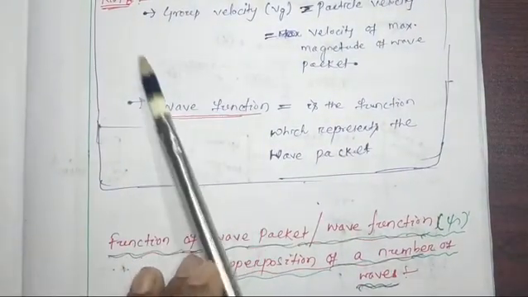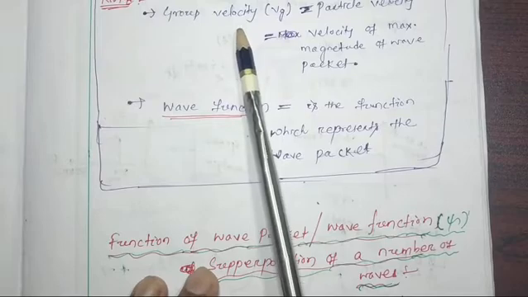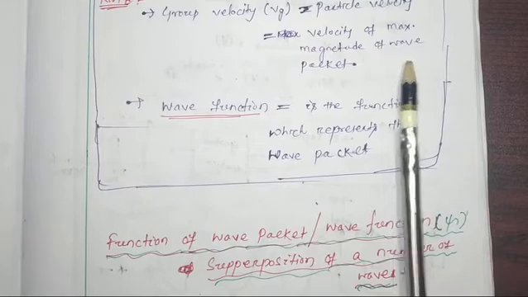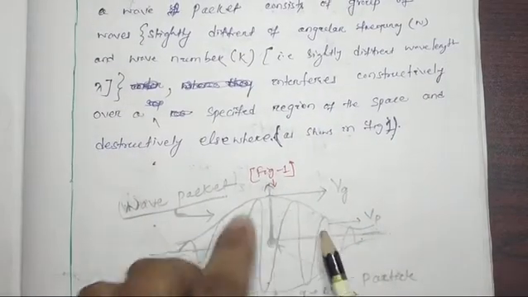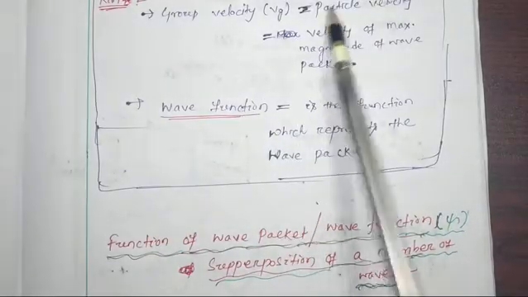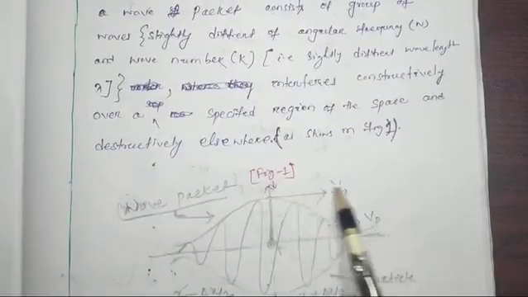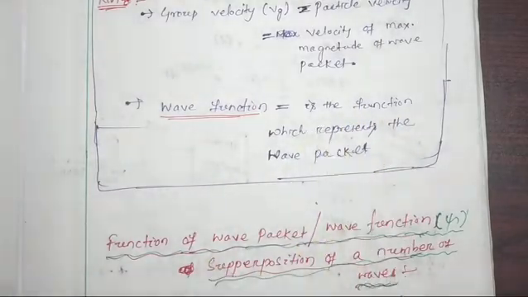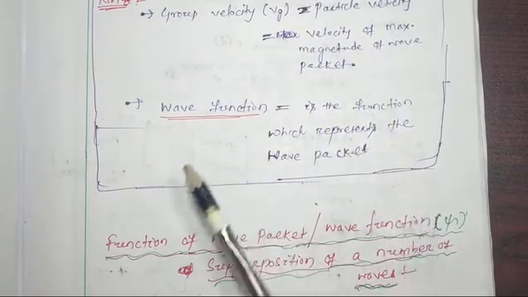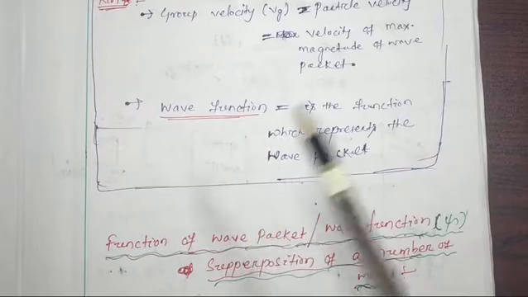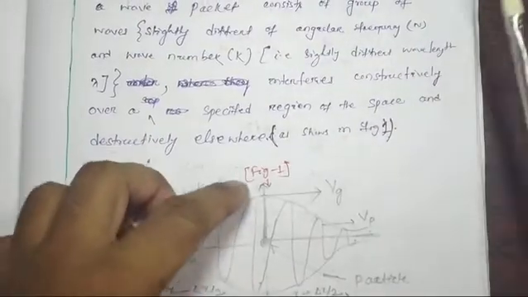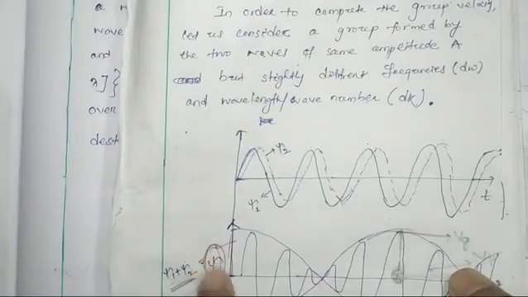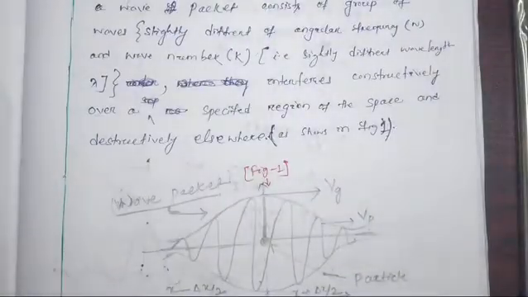So here in the note I have written the same thing. Group velocity will be equal to particle velocity, that is, the velocity of the maximum magnitude of the wave packet. This group velocity is nothing but the so-called particle velocity, the velocity with which the group or the maximum amplitude is moving. The wave function is the function which represents the wave packet. Inside the wave packet, whatever wave function psi we found will be called your wave function.